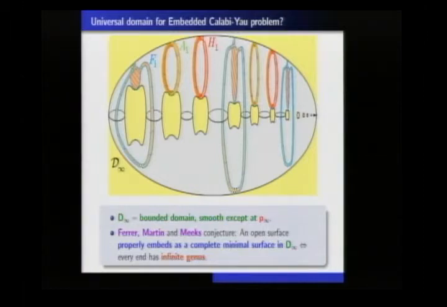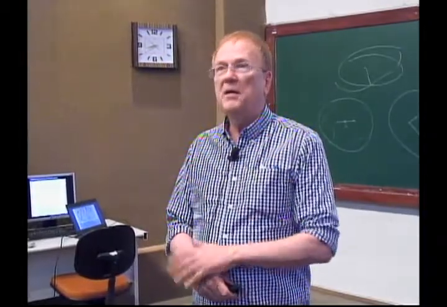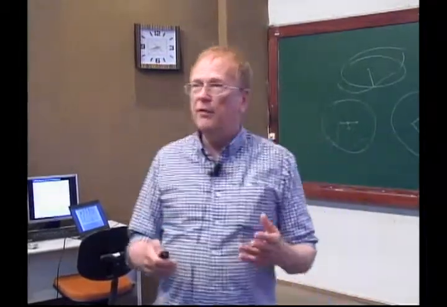So we fix the surface. An open surface properly embeds as a complete minimal surface in this particular domain if and only if every end has infinite genus. So every end representative has an infinitely generated fundamental group. That's another way to say it. There are no annular ends on the surface, or every end has infinite genus. Okay, so that's the picture.